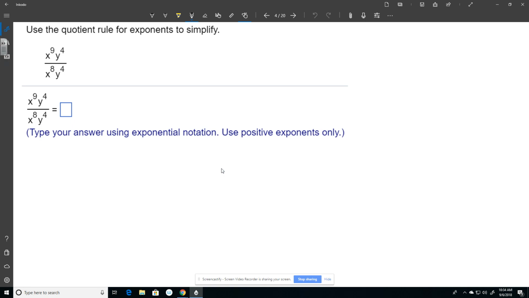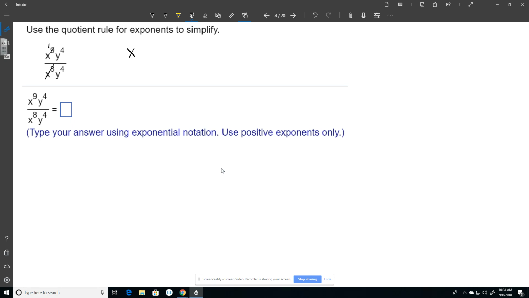Use the quotient rule for exponents. The quotient rule, remember, means when you're dividing exponents, you're subtracting. So in this case, I've got x to the 9th power on top, x to the 8th power on bottom. 8 of those are going to cancel out because when I have something on top and bottom, they cancel. And 8 of these are going to cancel, and I'm going to be left with just x to the 1st power, which is just x.